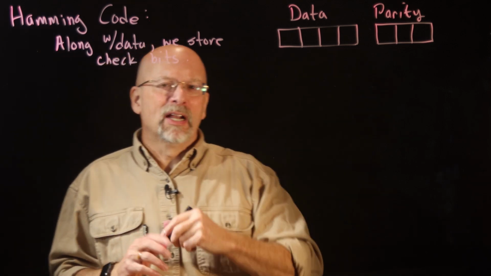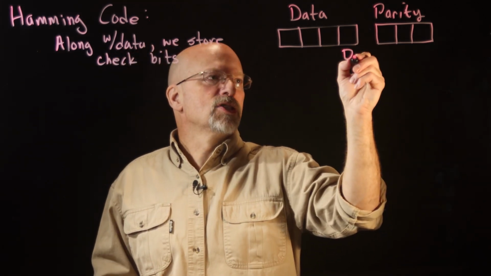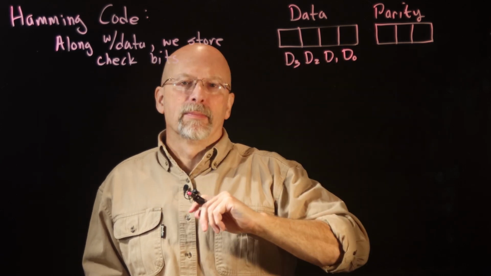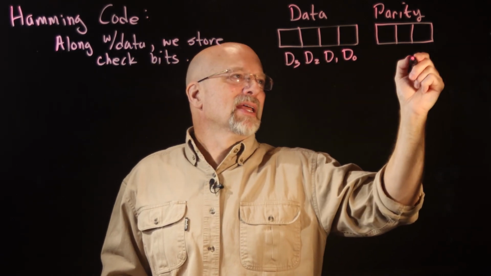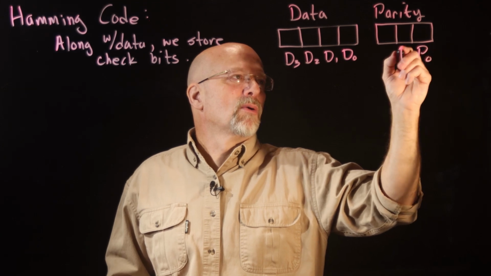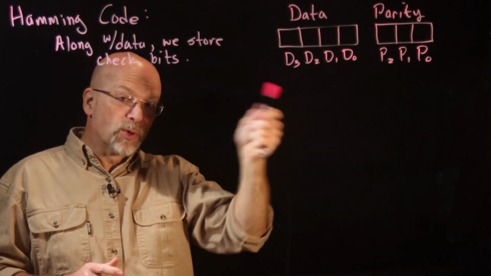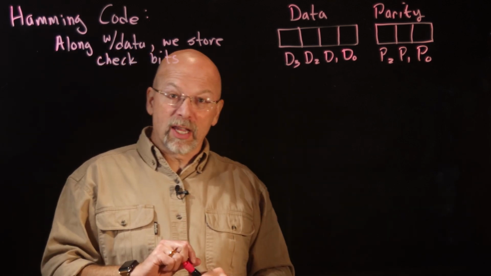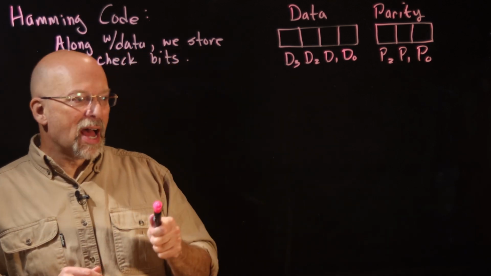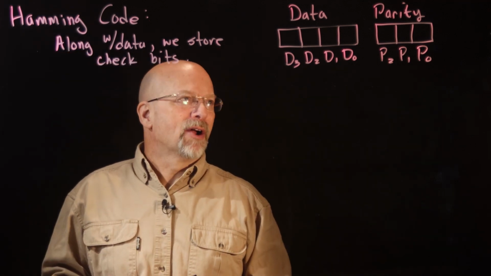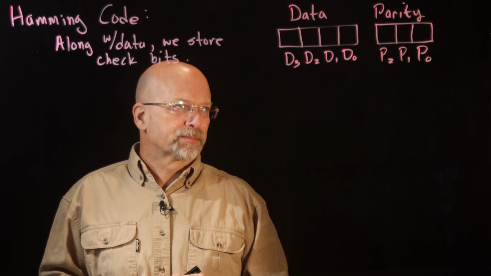All right, now I'm going to label these guys D0, D1, D2, D3. And parity, let's just do P0, P1, P2. And yes, we're going to use parity bits, just like we were talking about in the last episode. This time, though, it's going to be set up so that it's always even parity. I'll show you how that works in a minute.